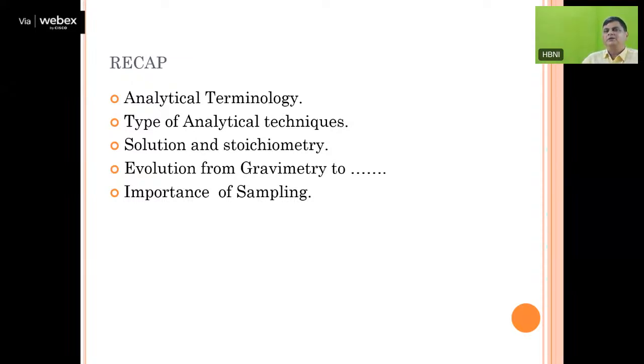We have seen the importance of sampling. See, as I told you, sampling is the central point, because if you have done wrong sampling, if you have not taken a proper sample, if you have not given the analyst a proper sample, then no matter how sophisticated or expert that analyst is, ultimately they are going to get erroneous results.